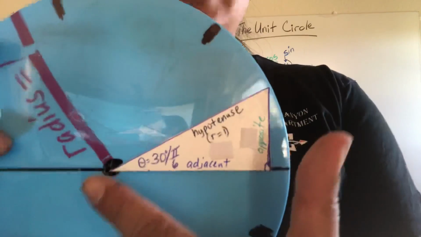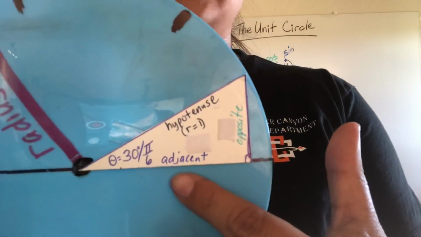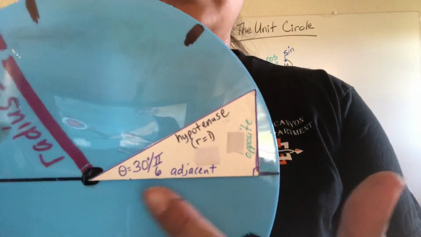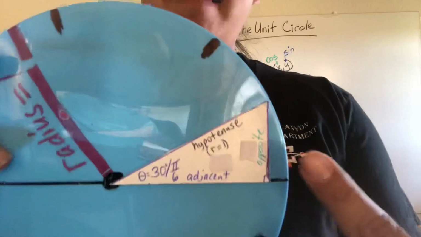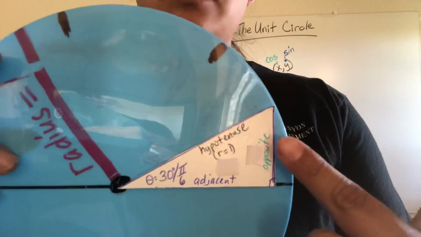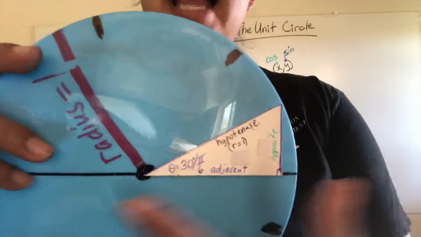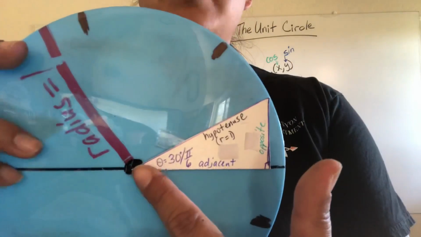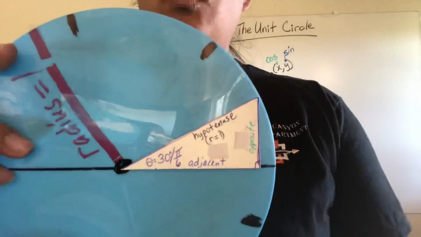But remember, on this right triangle that I've created on this unit circle, you have those 3 sides. You have your adjacent side, which is right next to the theta. You have your opposite side, which is across from the theta. It's opposite, that's why they call it the opposite side. And the hypotenuse is always the longest side. As I said, this is a radius of 1, and so that hypotenuse has a length of 1.